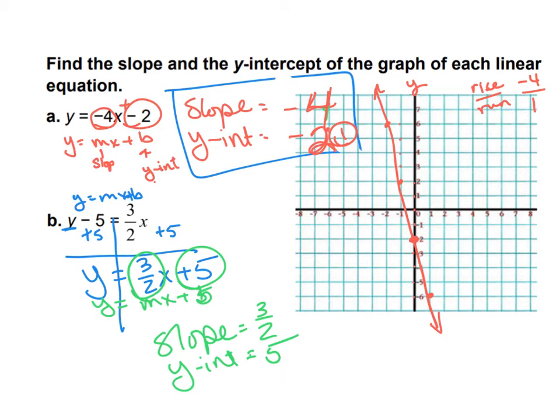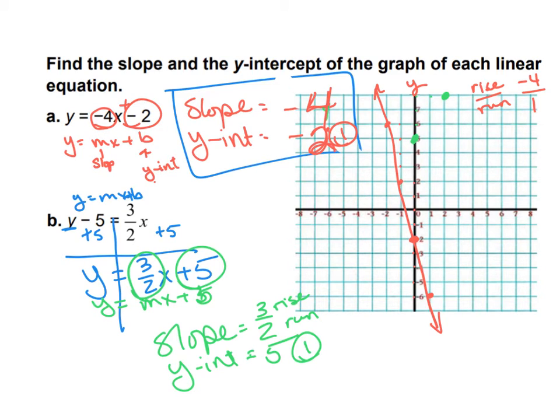Let's do this. Y-intercept first, our second problem. Our y-intercept is 5, so on our y-axis, our slope is 3/2. So we go up 3 to the right 2, positive. Up 3, 1, 2, 3, to the right 2.